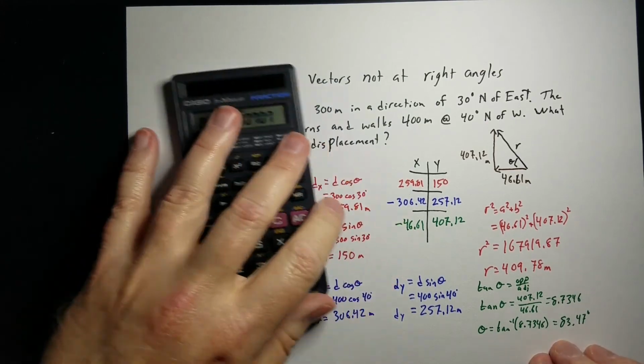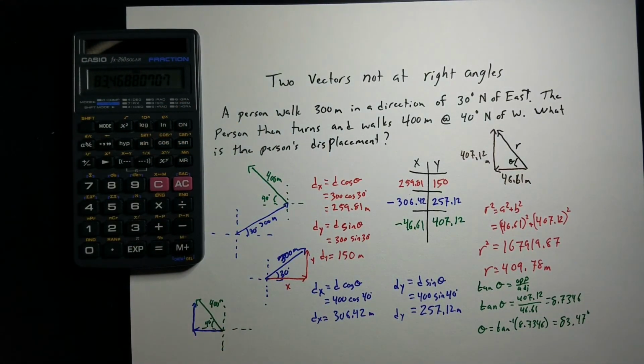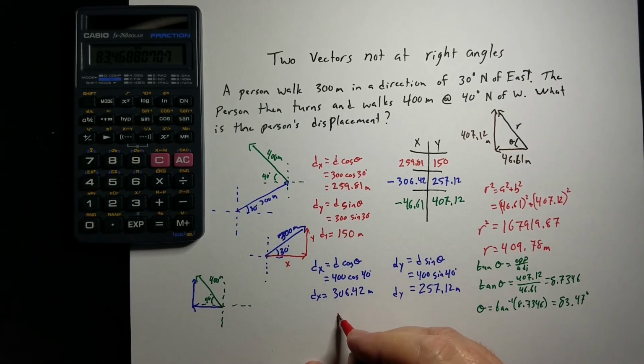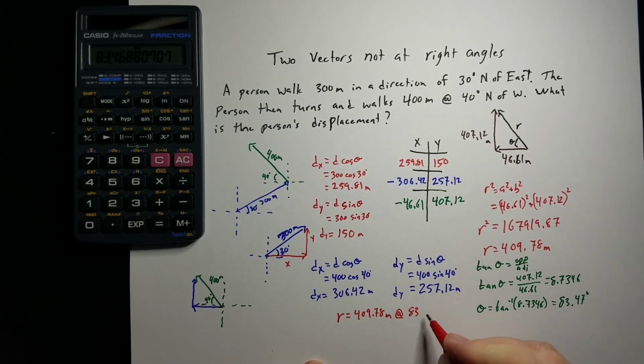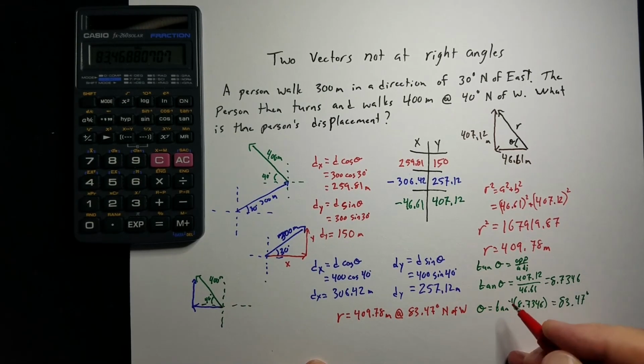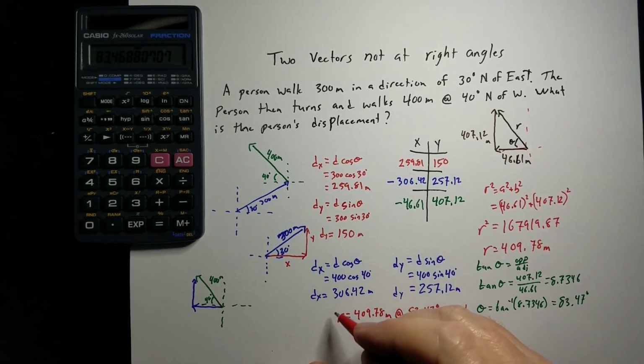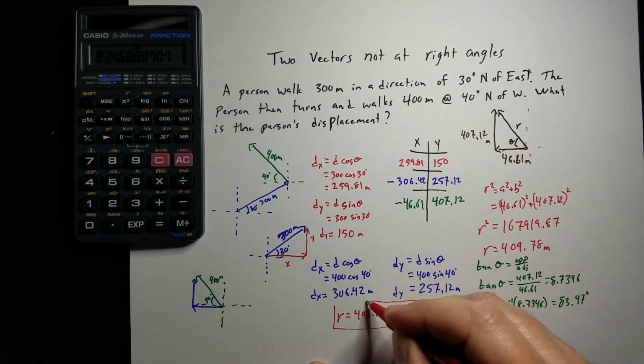So that means my resultant, let's put it right here. The resultant of those two vectors is 409.78 meters at 83.47 degrees north of west, because we were heading in the west direction and then up. So there's my final answer.